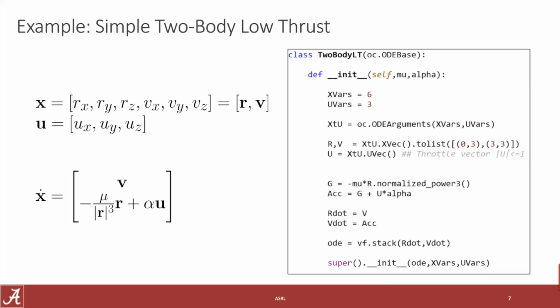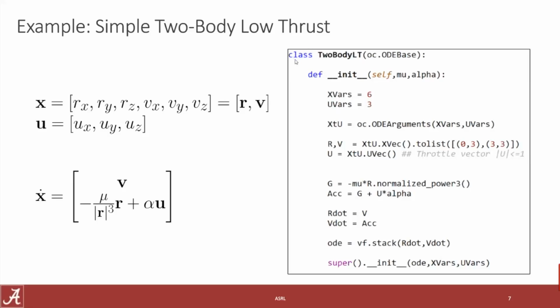Here, we're just going to write, give me a 2-body low thrust ODE. I want the 2-body gravitational acceleration and a size 3 control vector that gets multiplied by alpha as a thrust scale, and gets pointed in whatever the U vector direction is.